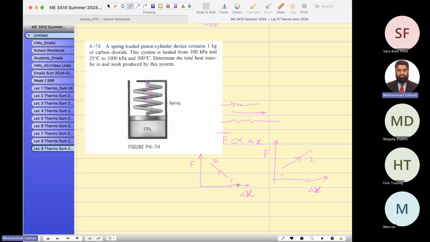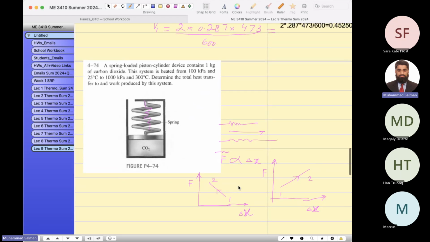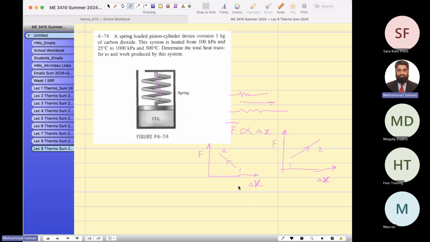In both cases, the line is a straight line. Okay, this is important that you understand. When you see such a question with a spring, the work done by the spring would be a straight line, under the assumption that the spring behaves linearly, which is true in most cases.